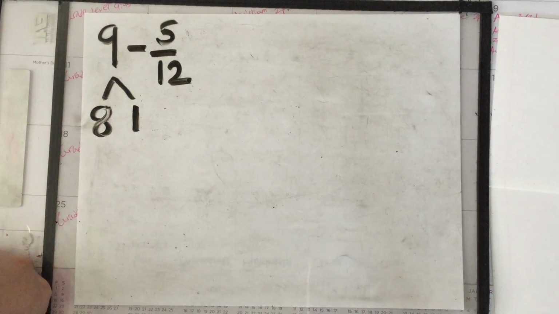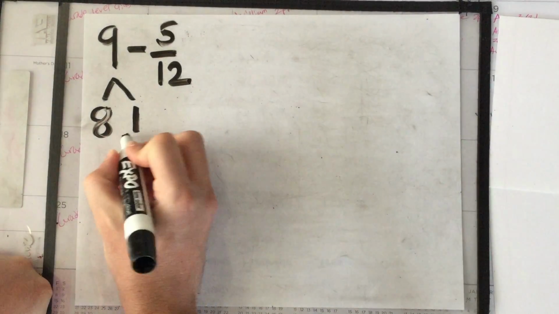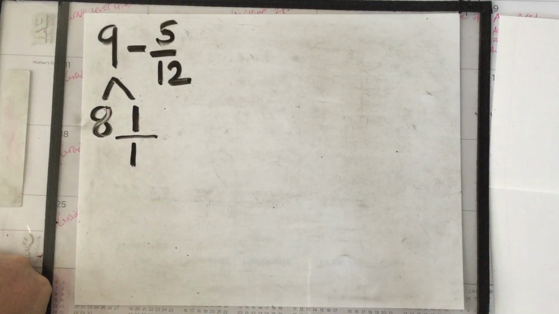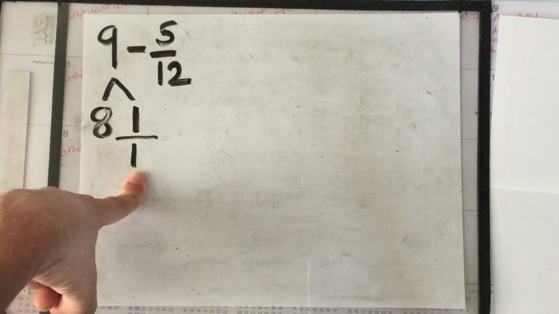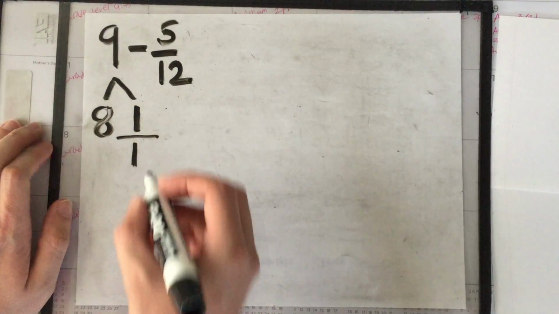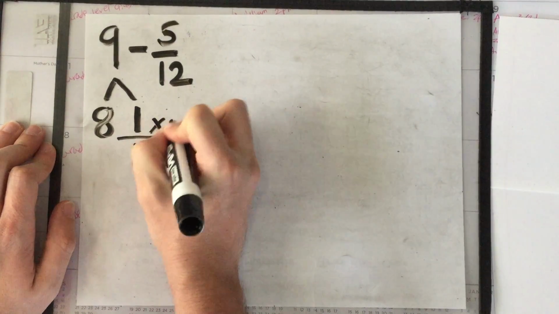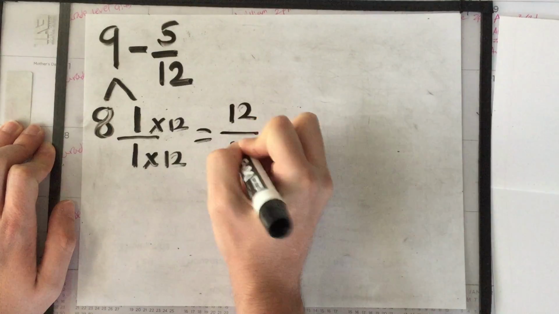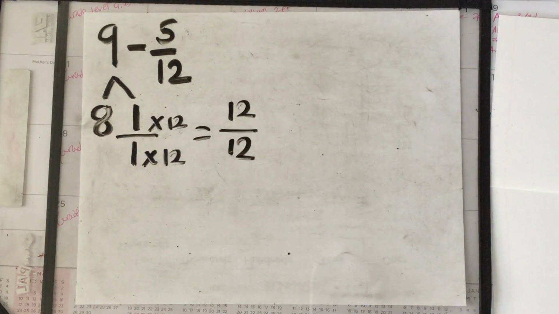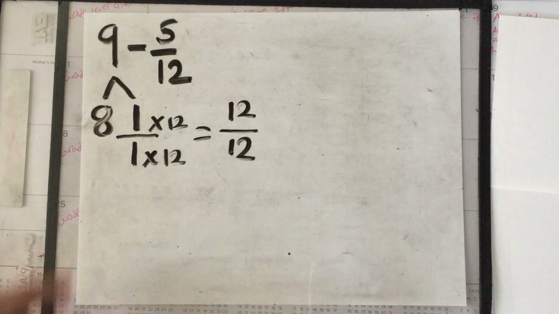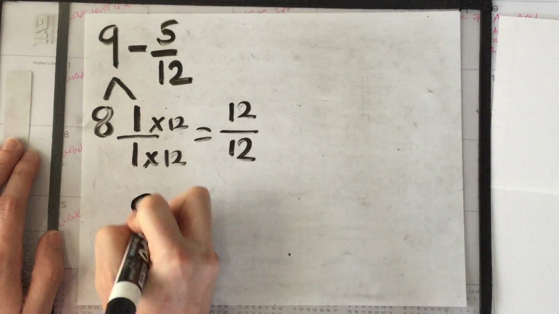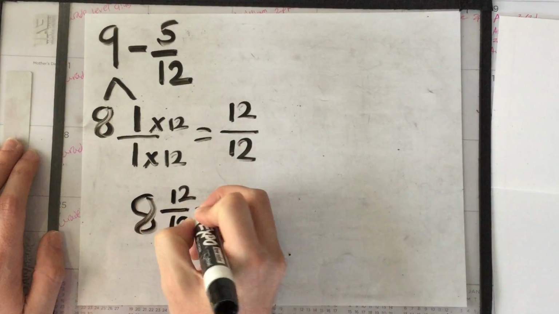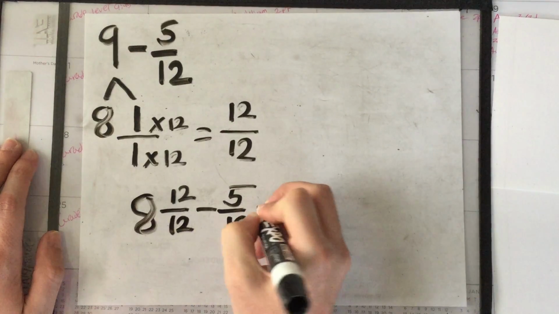I told you that you can take any whole number and put it over 1, and now you have a fraction. If I want to change this fraction so that it has the same unit on the bottom, I can multiply by 12, and now I have 12 over 12. The number on the top is the same as the number on the bottom. I still have one whole thing. So now with these new numbers, if I were to rewrite my number sentence, I have something that looks like this. 8 and 12/12 minus 5/12.